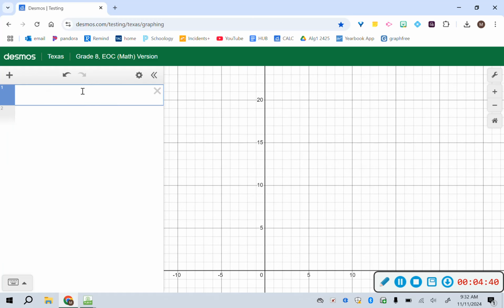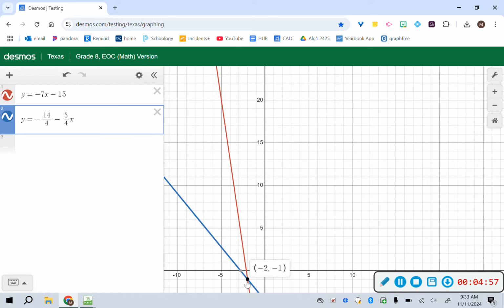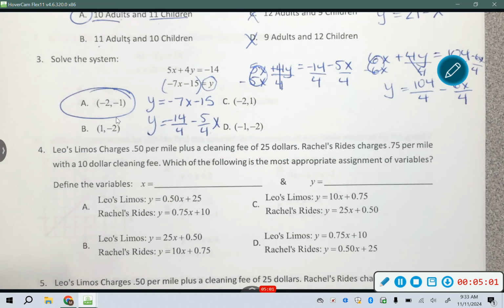And I have y equals negative 7x minus 15. And then I have y equals negative 14 over 4 minus 5 over 4x. And again, I have to find where they touch, so I can see it already. It's negative 2, negative 1, which when I look at my answer choices is A.